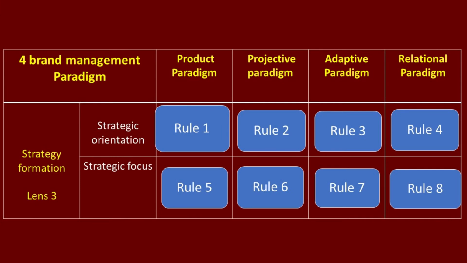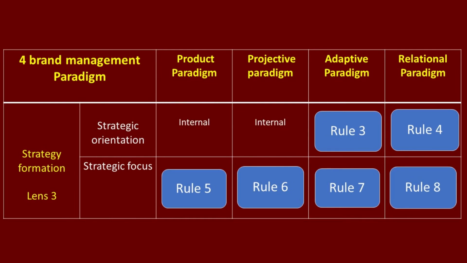The first aspect we study under lens 3 is about strategic orientation. Here the first rule is when the marketing vision is based on either product paradigm or projective paradigm, the strategic orientation should be around development of internal resources and internal stakeholders.